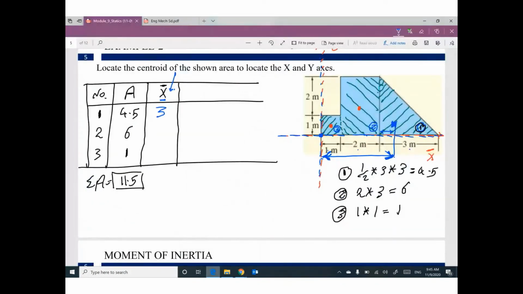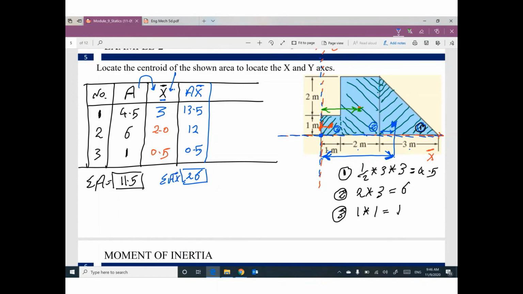Second part. What is the horizontal distance between the centroid of the second part and your reference? I believe it will be 2 meters. Third part, what is the horizontal distance between this centroid and your reference? I believe this distance will be 0.5. Go ahead and set up the third column. Area times X bar. Multiply this column by this column. Just math calculation. 4.5 times 3 equals 13.5. 12.5. Go ahead and get the summation of all of these numbers. 26. So this summation will be summation area X bar.